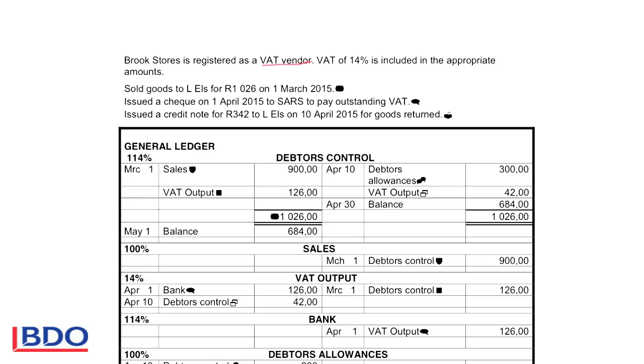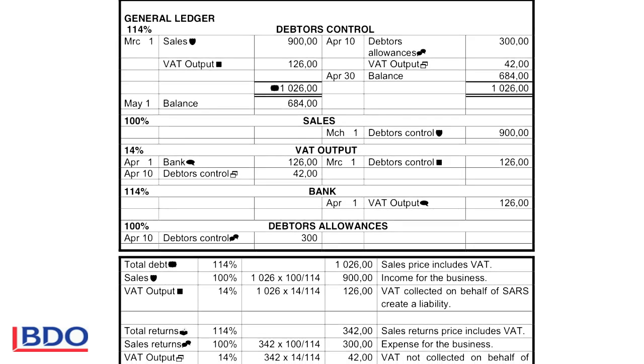Okay, the first entry is sold goods to Els for 1026. Included in that 1026 is VAT. So the amount that the business wants is included in their sales price plus the additional 14%. So the first entry that we will do is to record the sales, but we first have to do a calculation to determine what is the VAT portion and what is the sales portion.